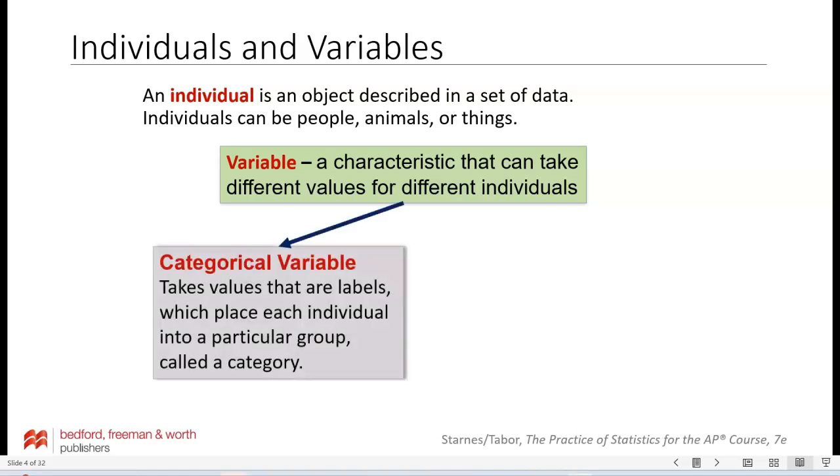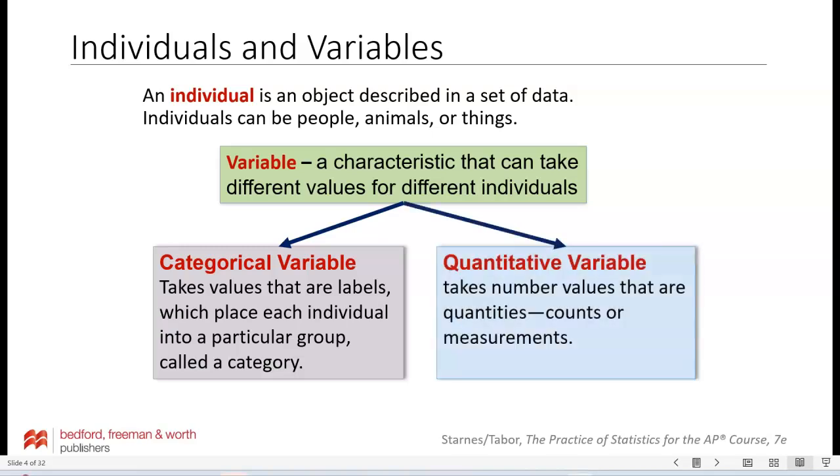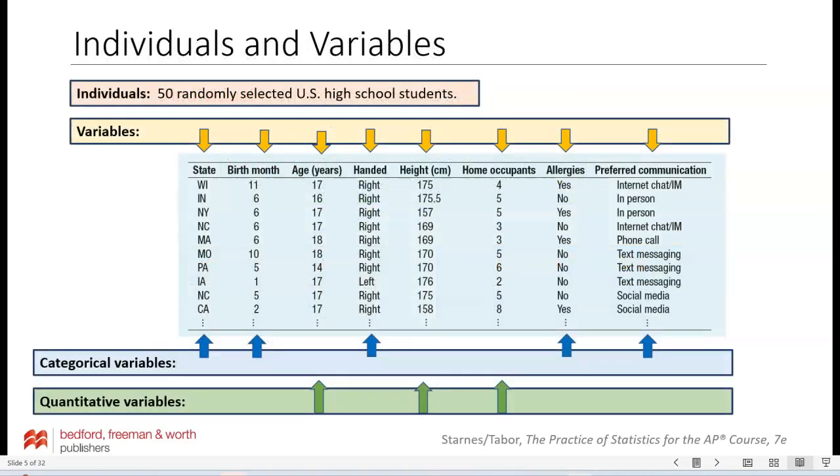There are two types of variables that we're going to talk about. Categorical variables put people in groups or categories. And then there are quantitative variables. Think of quantity as a number. It can be measured by a count or a measurement. So those are the two types. I think in stats, it's really good to look at examples.